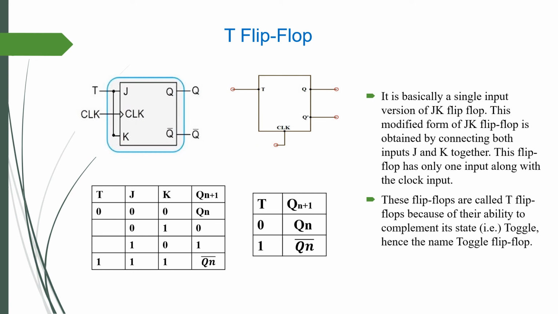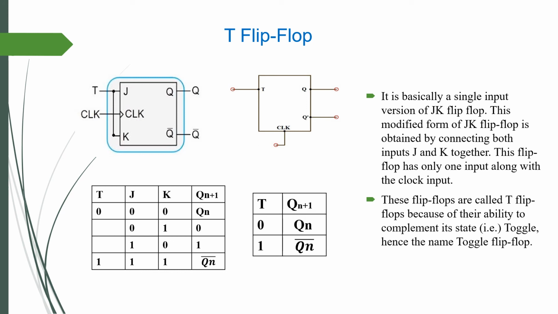Here you can see when T is 0, both inputs J and K are 0, so output will be in previous state. There will be no change in the output. When T is high, that means when T is equal to 1, then both inputs J and K will be 1. So output will be complement of previous output. So you can see here symbol and truth table of T-type flip-flop.